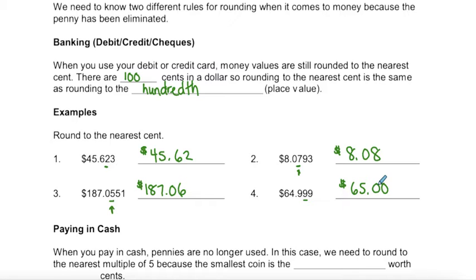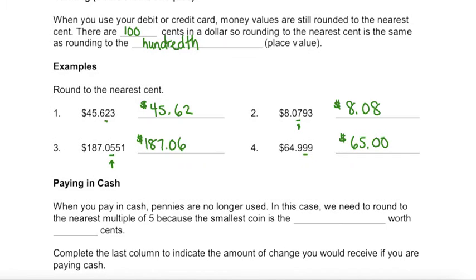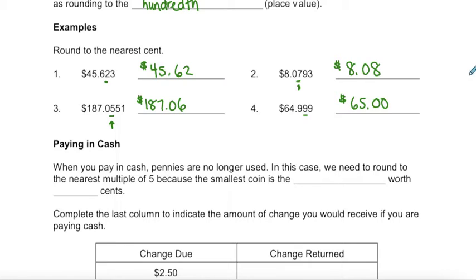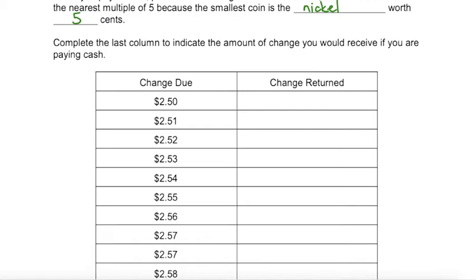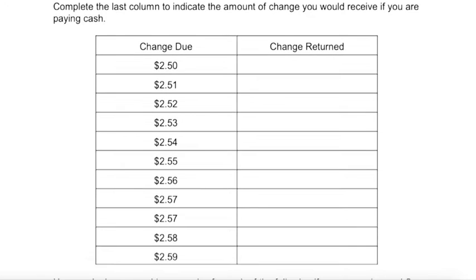So what happens when we're paying with cash? Well, when we deal with cash, pennies are no longer used. So we need to round to the nearest multiple of 5 because the smallest coin is the nickel, which is worth 5 cents. So we're going to first start by looking at this column right here. How much money would you get back if you were paying with cash? Or how much change would they give you? So if $2.50 was due to you, you would just get that amount.